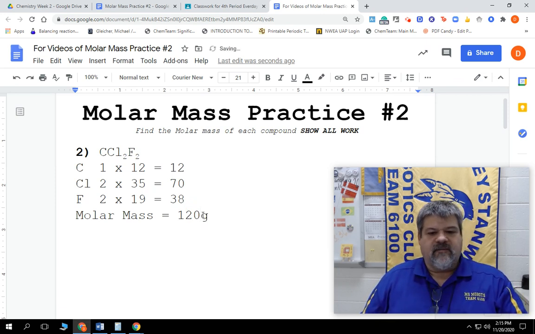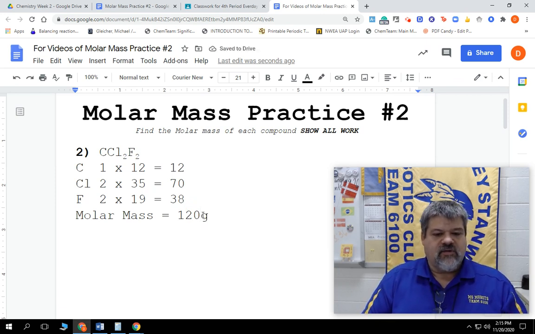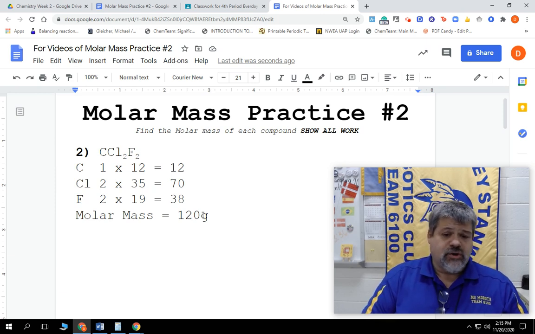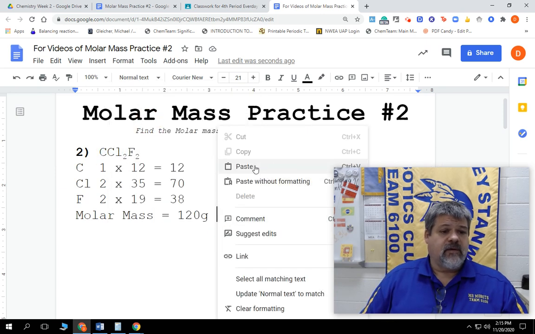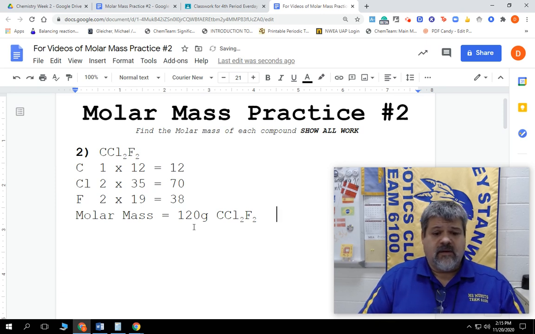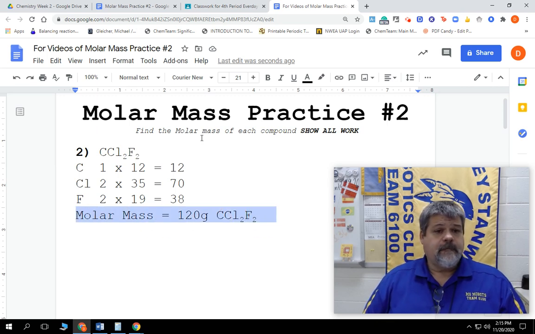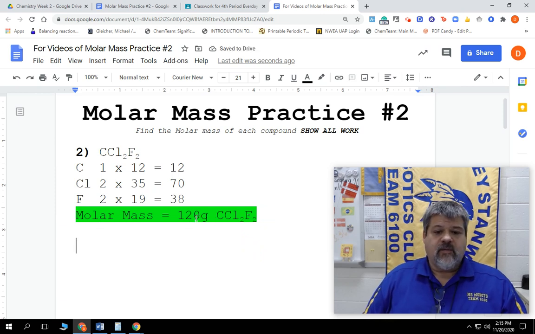Now it's grams of what? And this is where you really got to make sure that you pay attention and show your work, is that it's going to be of this right here. So we're going to copy this, and we're just going to come down here and paste it right there. That's the easiest thing about doing it digitally, is that you can cut and paste pretty easy. So we're going to go ahead and highlight that. And there's our answer. The molar mass of this compound is 120 grams.